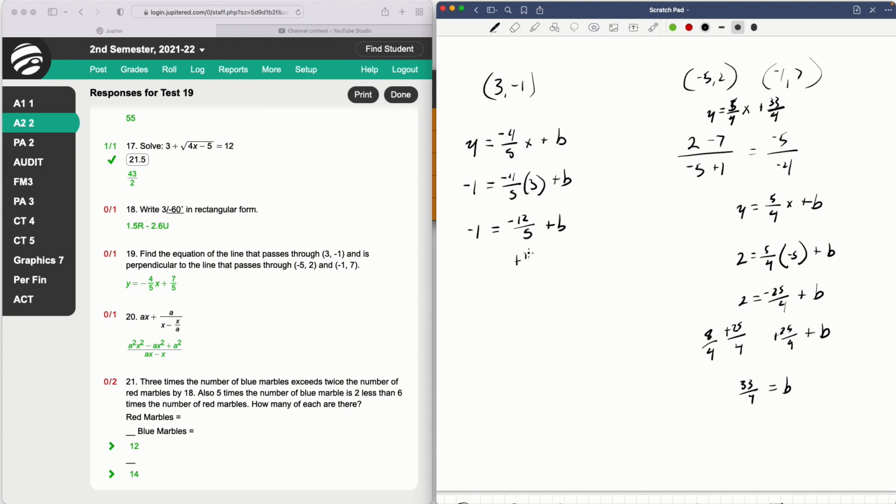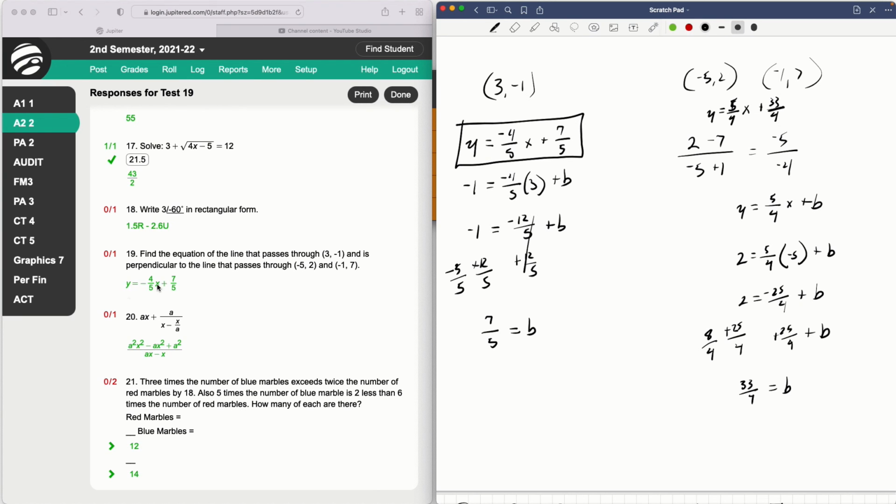So that's going to be negative 5 over 5, right? Because it's a negative 1. So that's going to be a positive 7 over 5 is equal to b when this cancels. And we do the math here. So now I can just put that in, 7 over 5 for b. So this is the answer we're looking for. It would be y is equal to negative 4 over 5 x plus 7 over 5. All right, number 20.